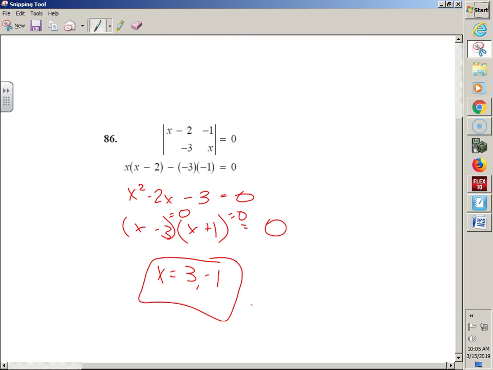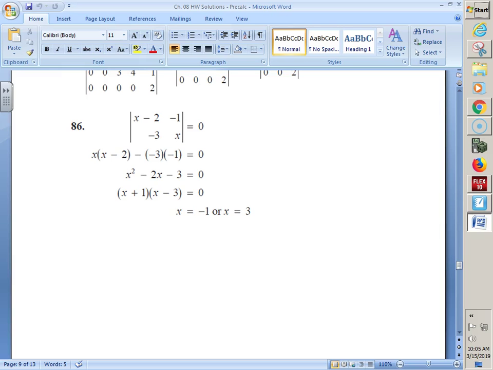Anything else? Odds, evens? Going once. Going twice. Sold.